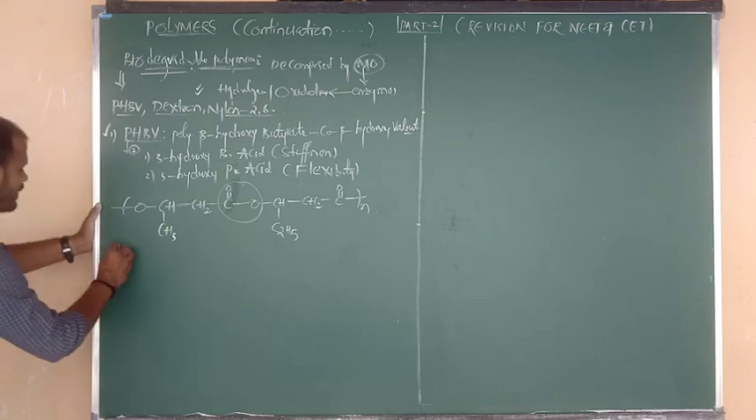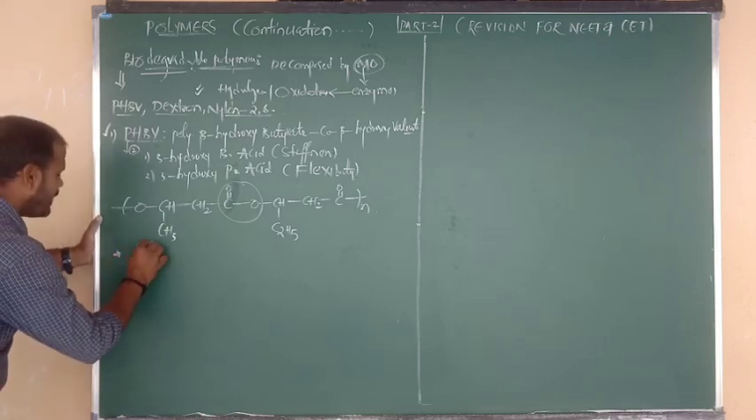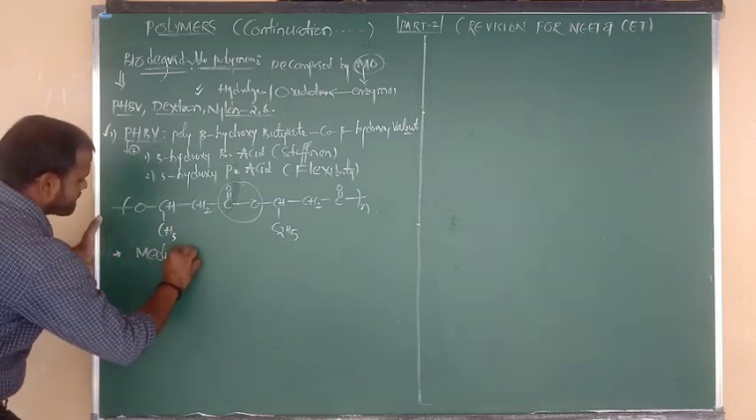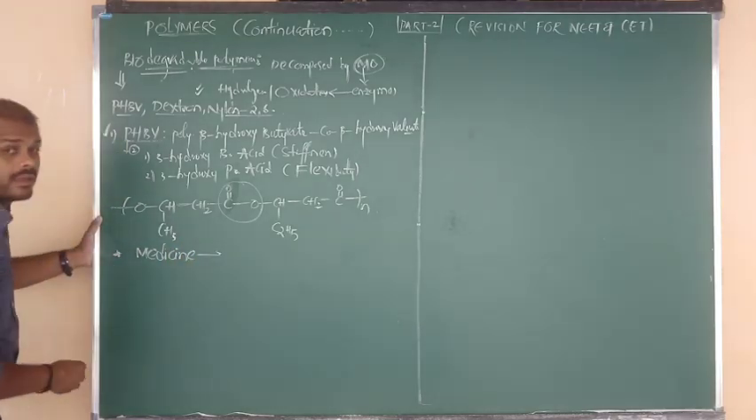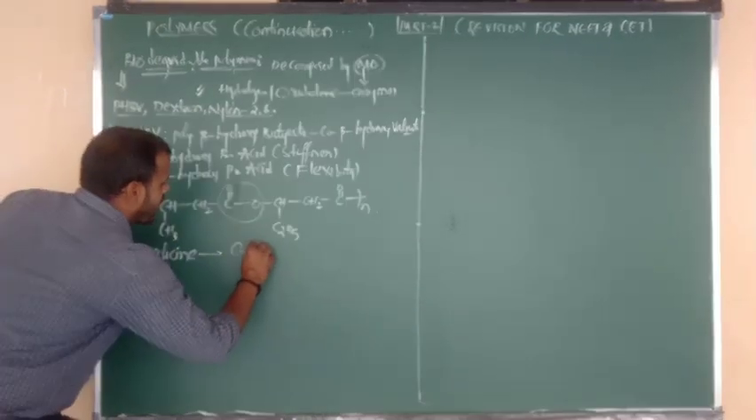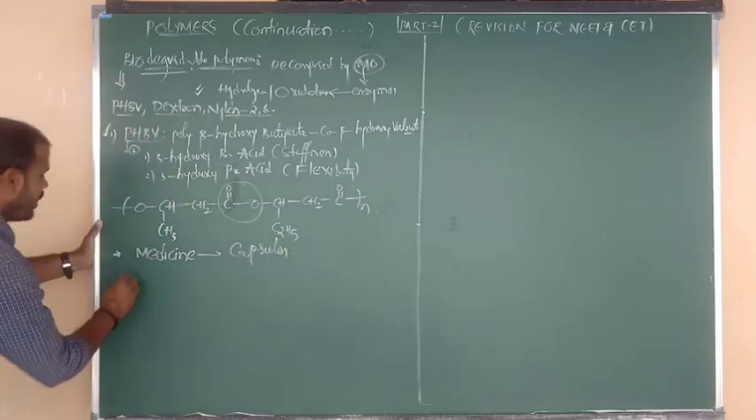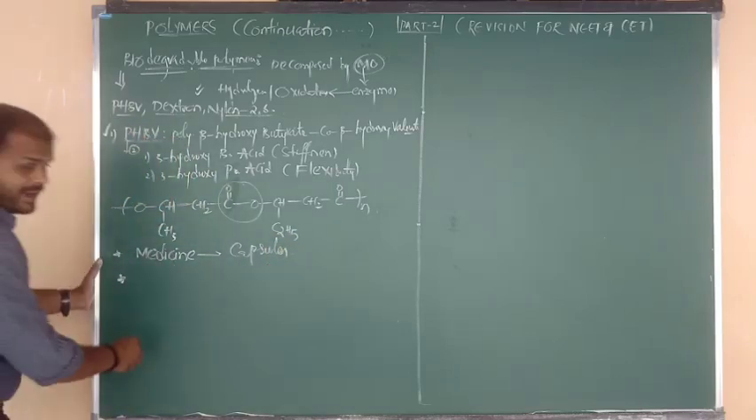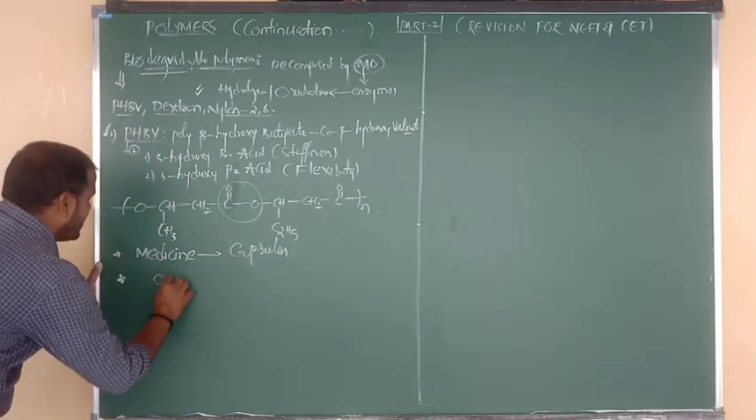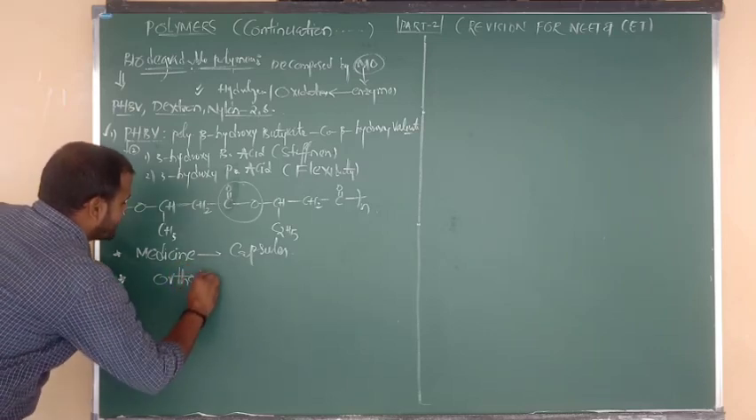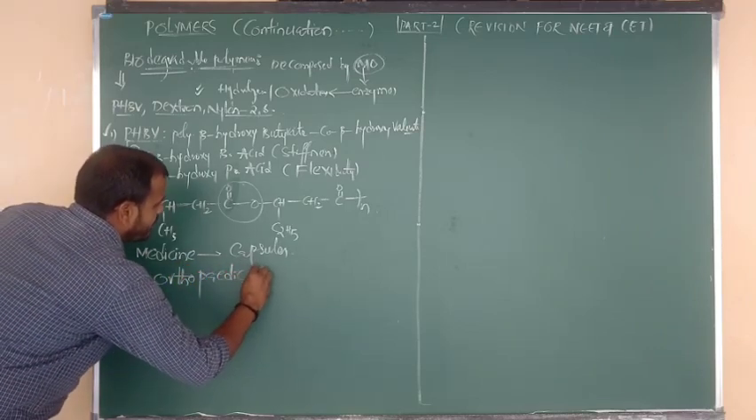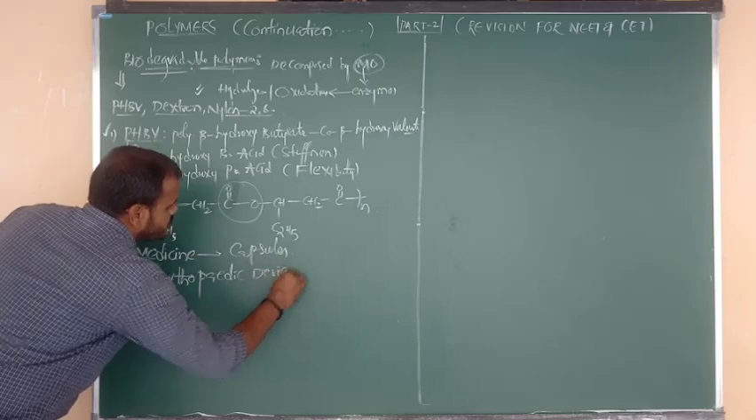Good. So what are the uses of PHBV? PHBV is used in medicine. For which purpose? For making capsules. And it can be used again in the medicine field for treatment, especially in orthopedic devices. In making orthopedic devices, it can be used.